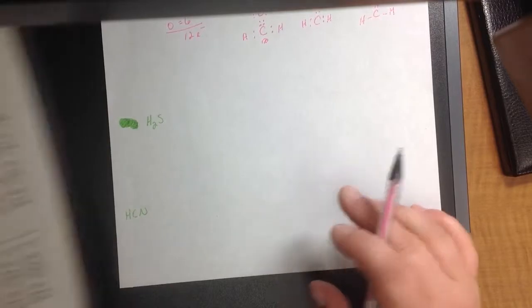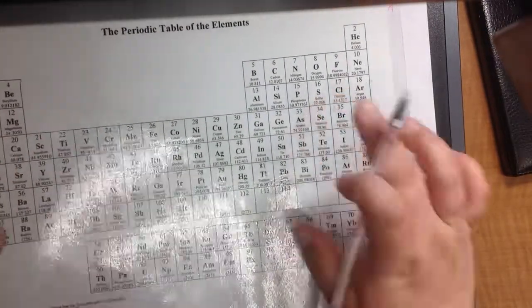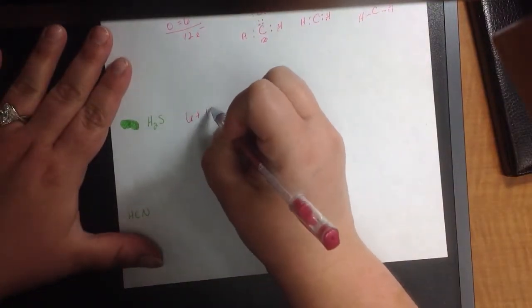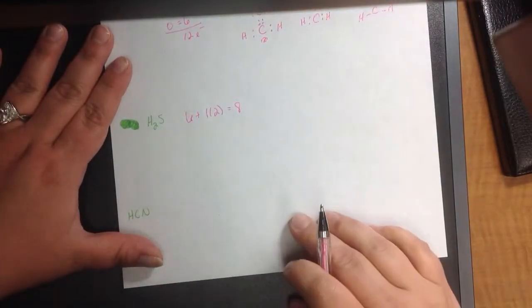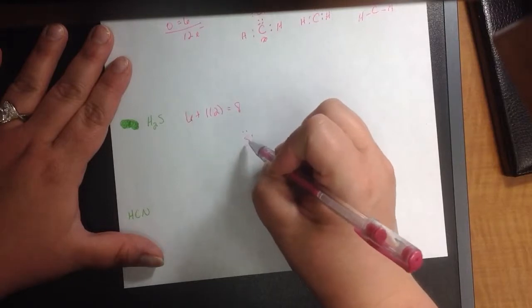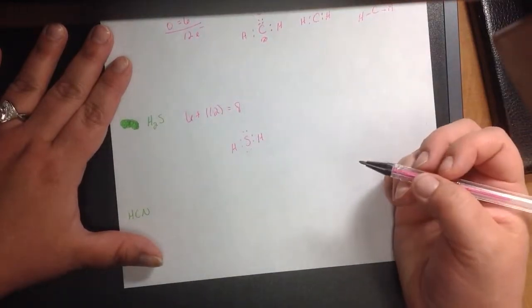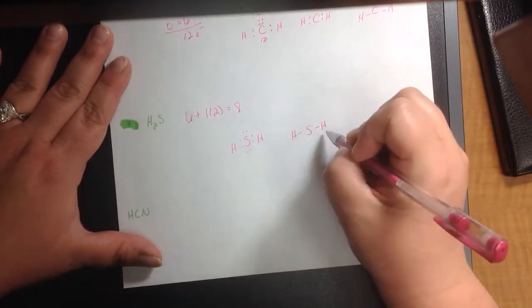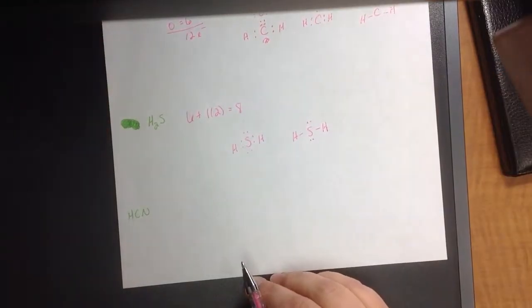So, sulfur has 6 valence electrons. We know that hydrogen has 1. So 6 plus 1, and there's 2 hydrogens, total of 8 electrons. I'm going to start with sulfur. This stuff is stinky, by the way. Got that? Or just like that, same thing.